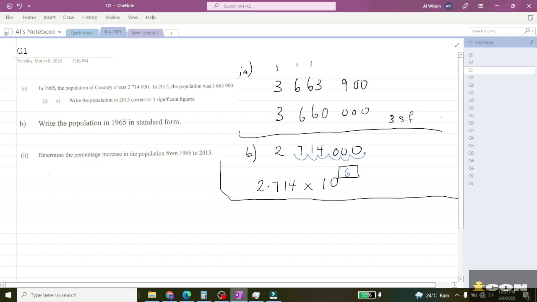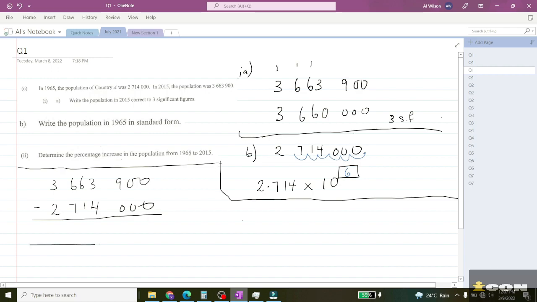Alright, so we're now to determine the percentage increase in the population from 1965 to 2015. So now let's start unpacking the information that we actually have. First, we're going to look at how much was the increase. So to know how much the increase is, we'll simply do a subtraction, wherein we have the 3,663,900 to subtract the 2,714,000.